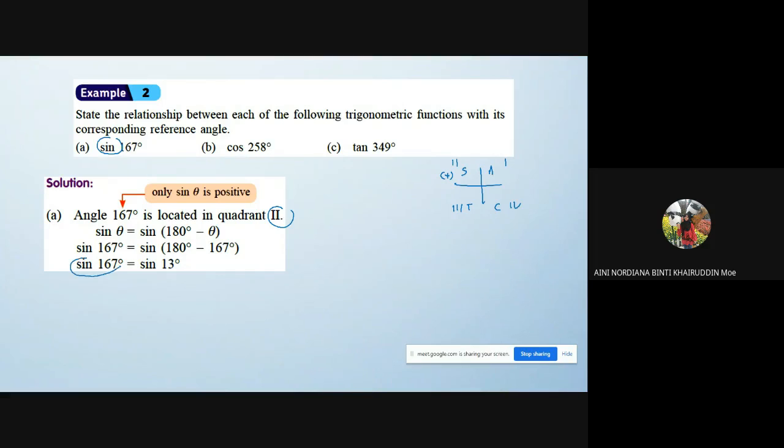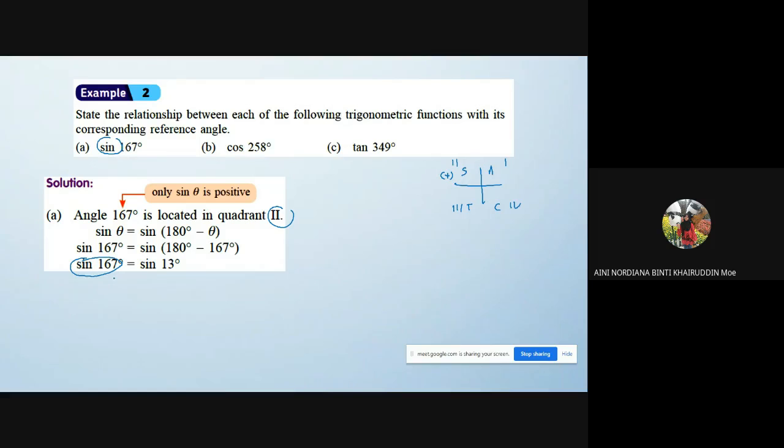Sine 167 yang sama dengan nilai ni. Sine 167 dekat quadrant yang lain. So yang sesuai adalah at quadrant 1, sebab only quadrant 1 sine positive. Kalau you cari dekat quadrant 3 and 4, the value of sine not positive. The value of sine is negative.